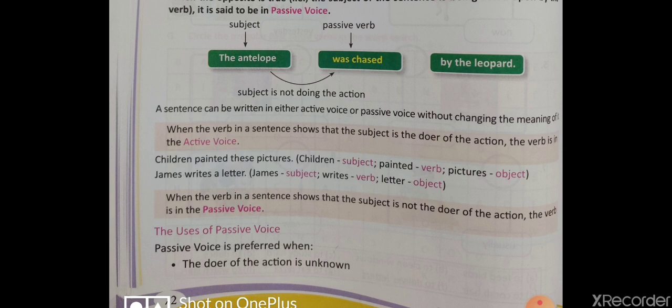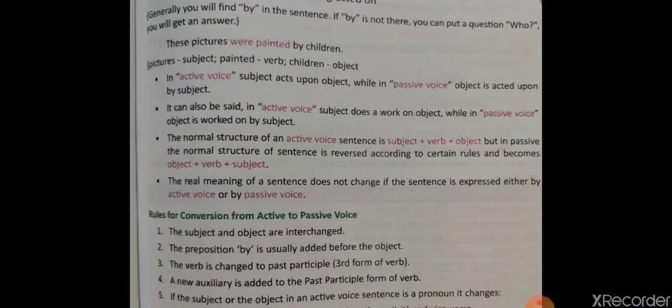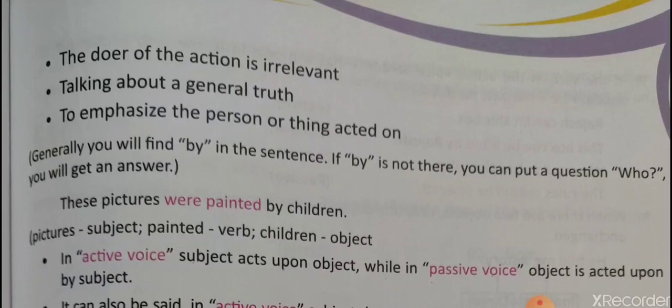Now let us read what are the uses of passive voice. Passive voice is preferred when the doer of the action is unknown. Alright, when we don't know who is doing the action in the sentence. Second is, the doer of the action is irrelevant. Alright, when we actually don't understand who could be the doer of the action. The next is talking about a general truth, when we are talking about a universal fact, and to emphasize the person or thing acted on.